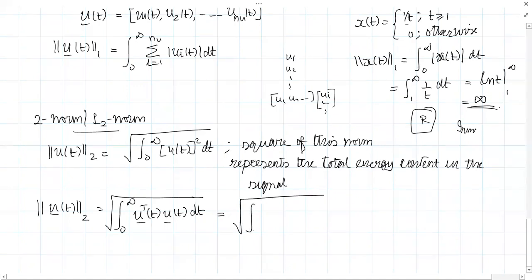Root of integral 0 to infinity, sigma i equals 1 to nu, u i of t square dt. This is the ith component.